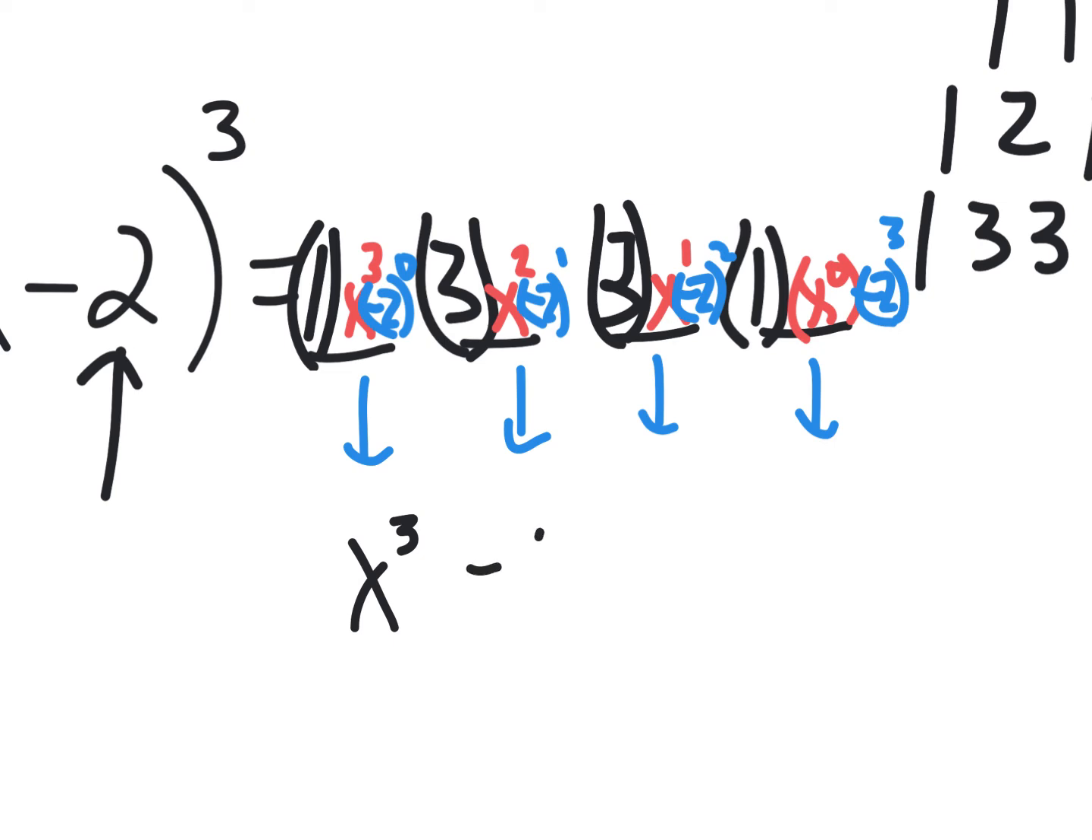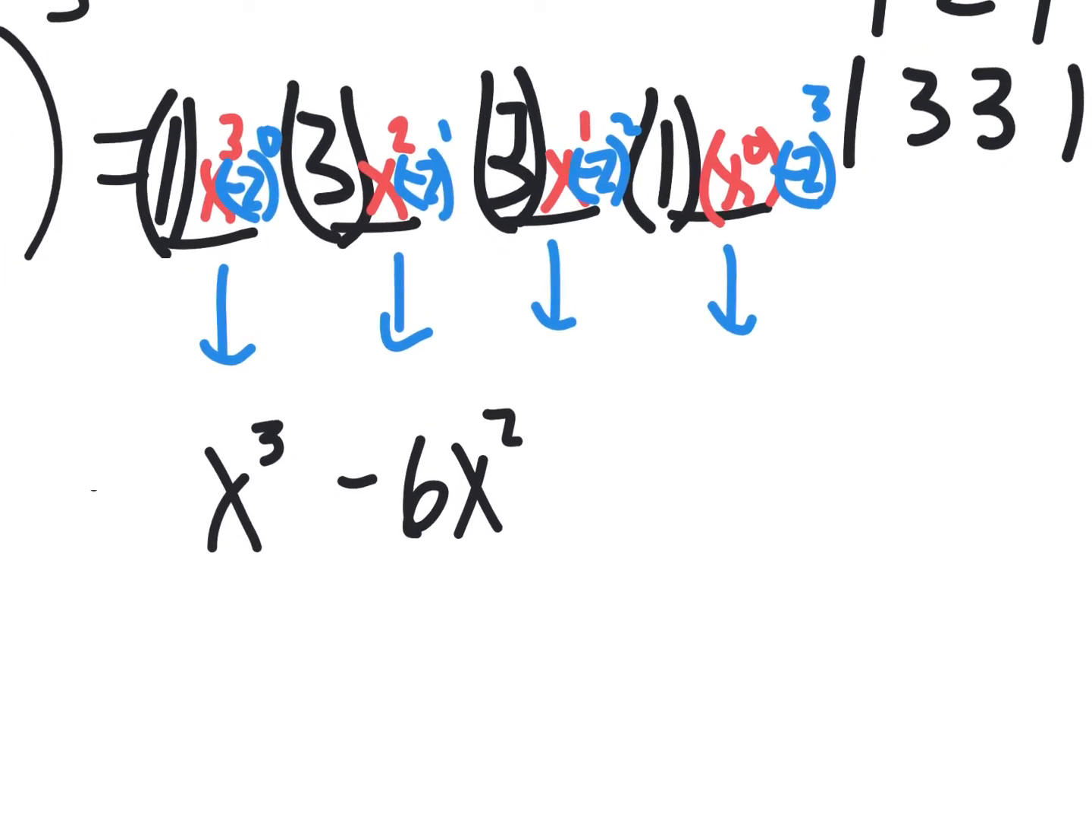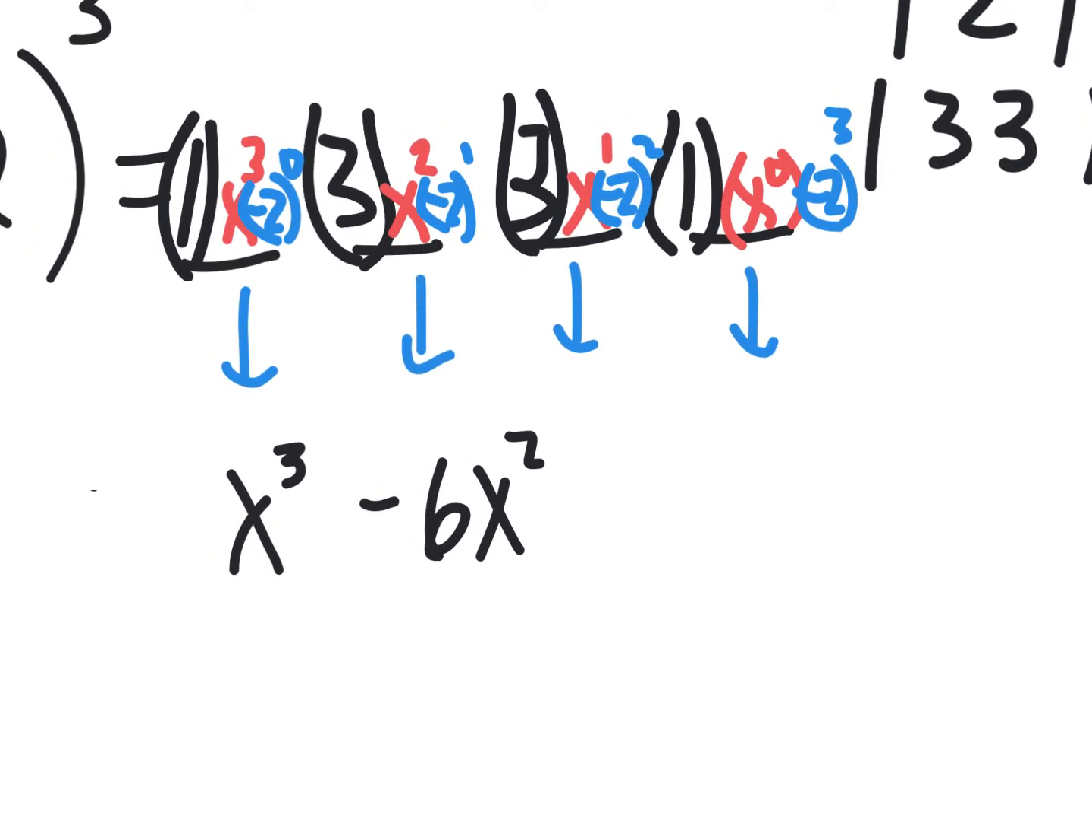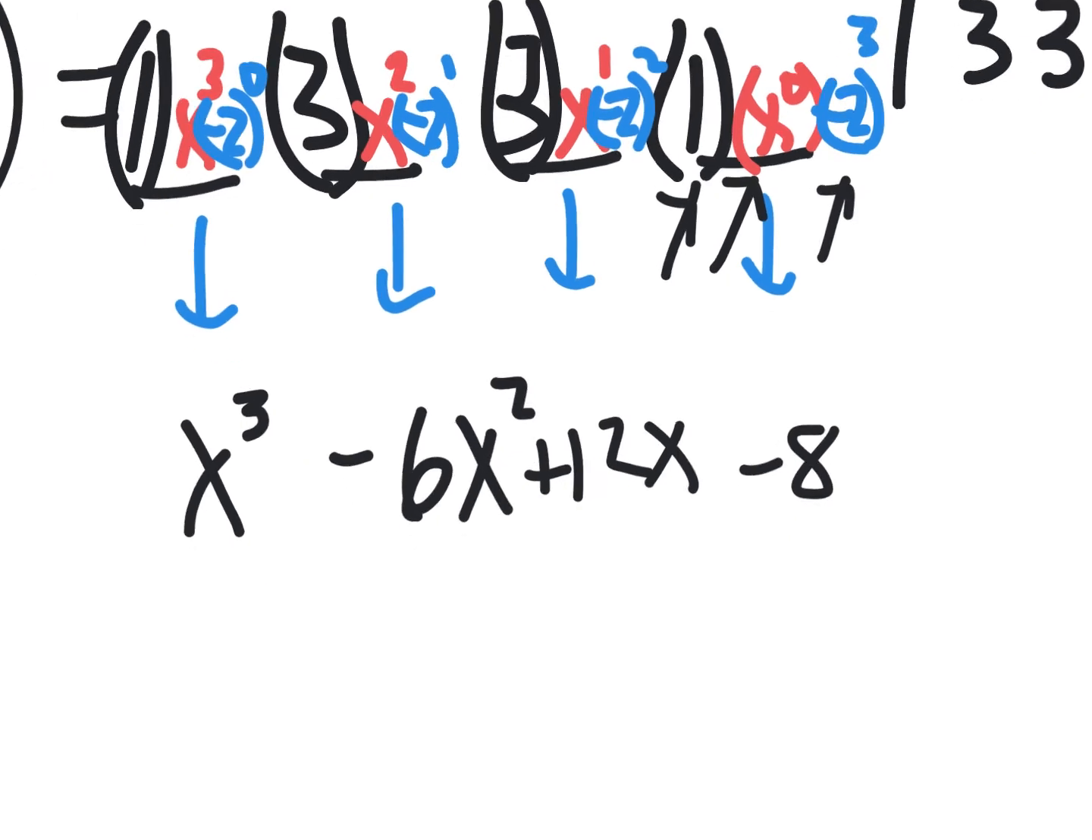Minus 6x squared. Okay, good. Stop. And then we're going to go with Spargo next. Tell me the third term. Yep. Positive 12x. And then can you tell me the last one? -8. Because this is just a 1 and this is just a 1, and then that's -2 to the third, which makes -8. And there's my answer.